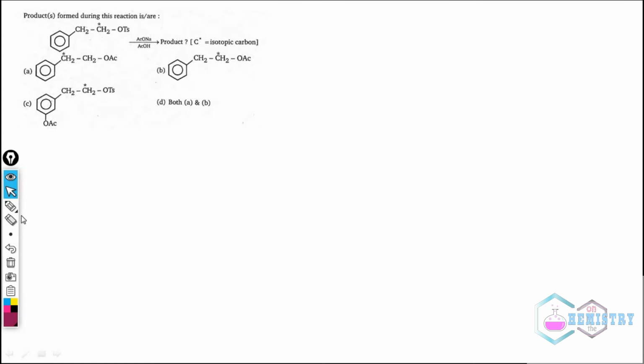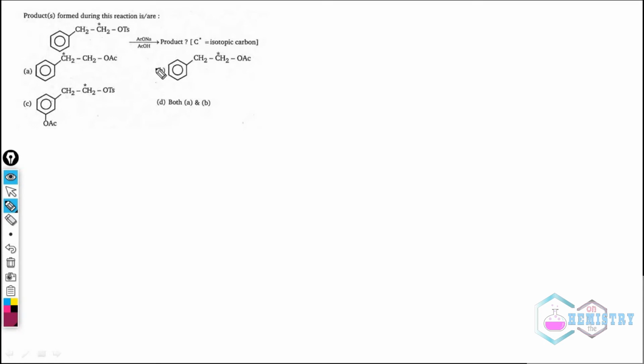Now it's time for the third problem. Now this OTs group will be replaced by OAc group, that is acetate group, and we need to find out the product. Now this starred C is the isotopic carbon, and we have to find out after the reaction, the position of the isotopic carbon will be placed where, like it will be placed here, or here, or here.